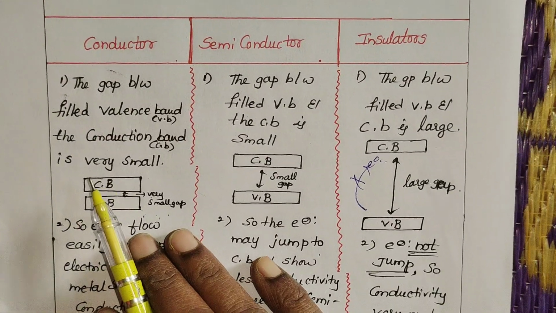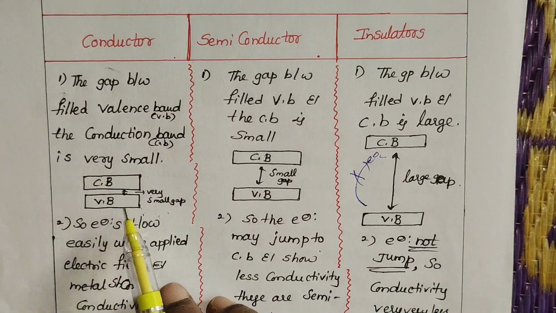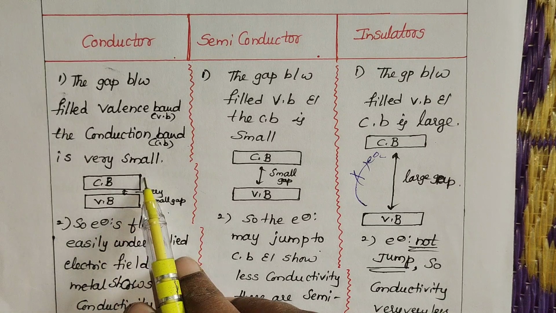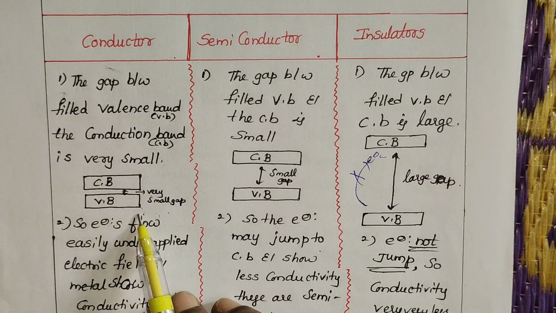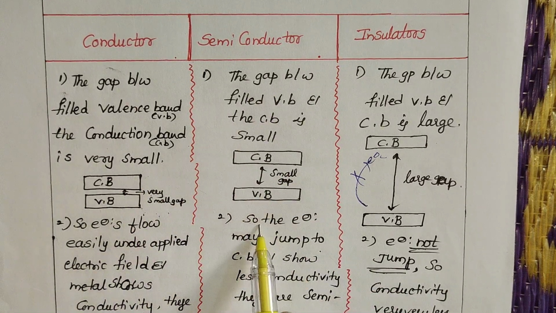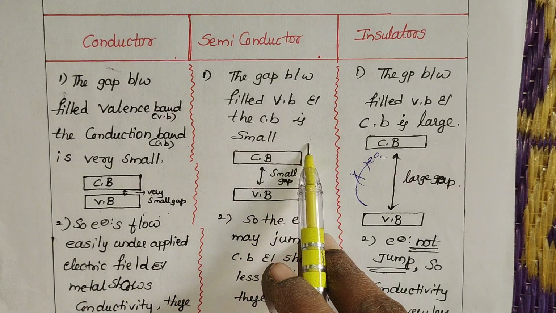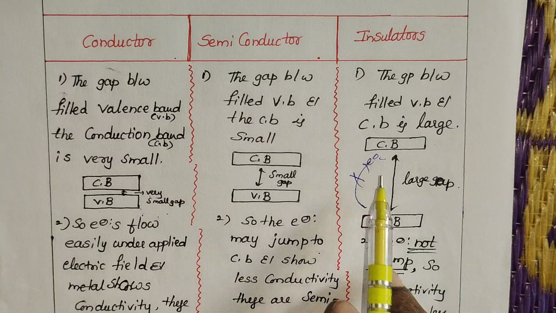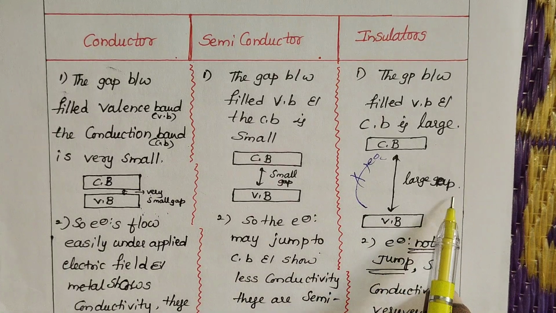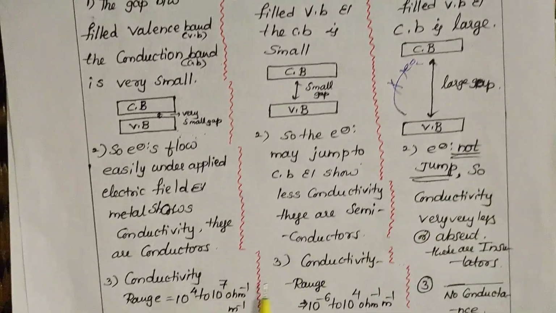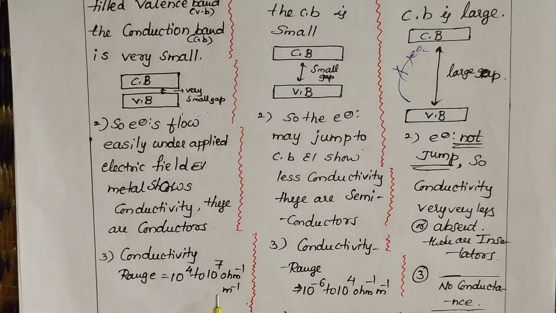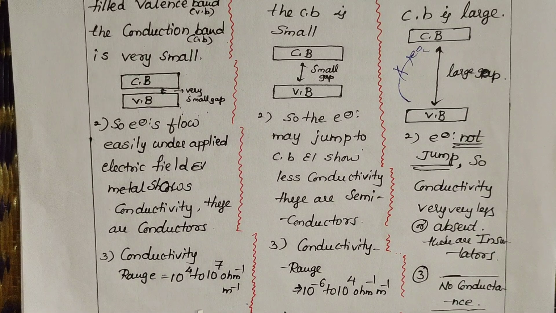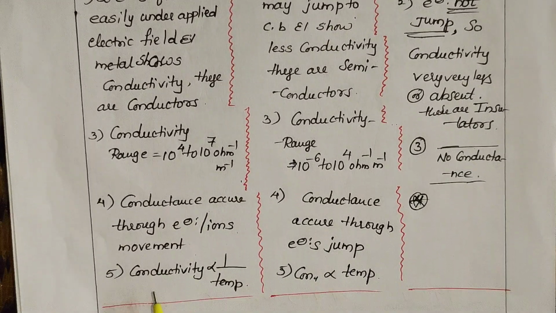In a conductor, electrons easily flow. Why? Because between these 2 bands there is a very small gap. In a semiconductor, somewhat of a gap is there, that is why electrons may jump. So this is the semiconductor. Insulator means electrons cannot jump, electrons cannot move, that is why conductivity is absent. Conductor conductivity is 10 power 4 to 10 power 7 ohm inverse meter inverse, and it is inversely related with temperature.